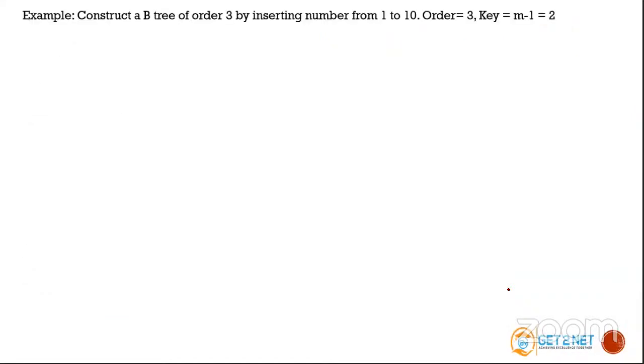See, I have done an example here. Construct a B tree of order 3 by inserting numbers from 1 to 10. We will make a tree of order 3 and insert numbers from 1 to 10. My order is 3, that means my keys will be 3 minus 1, that is 2. Okay, fine. So let's see.